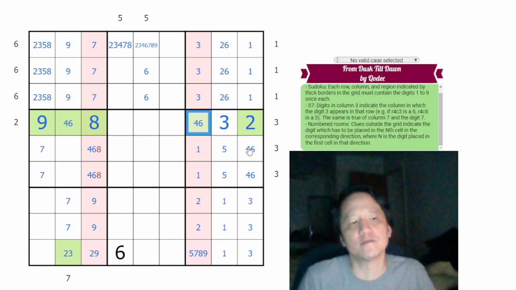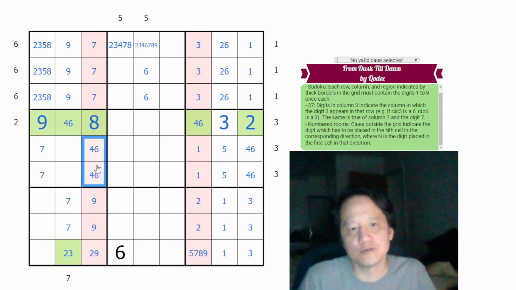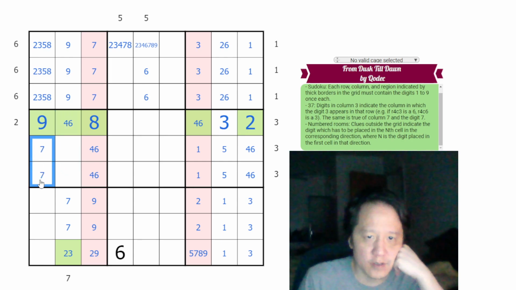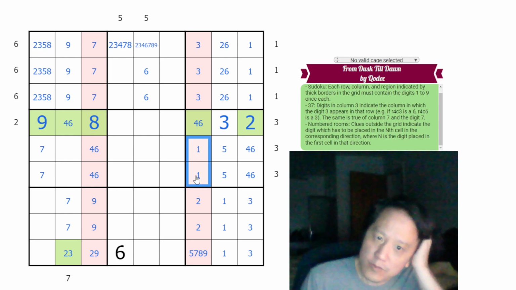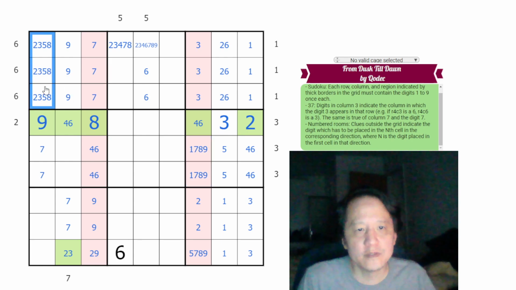So 1 from 4 through 6 is here. 1 from 4 through 6 is here. This has to be 5. 1 of 4 through 6 is here. 1 of 4 through 6 is here. There's nothing about entropy here. We know the 7's here. So one of these is 1. One of these is 7, 8, or 9. This becomes 8. This becomes 9. One of 1, 2, or 3 is here.